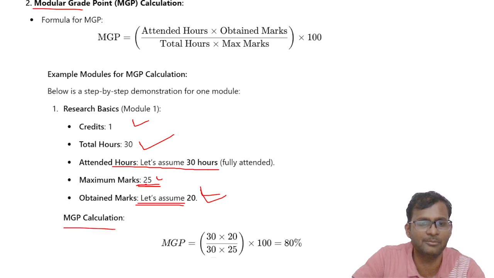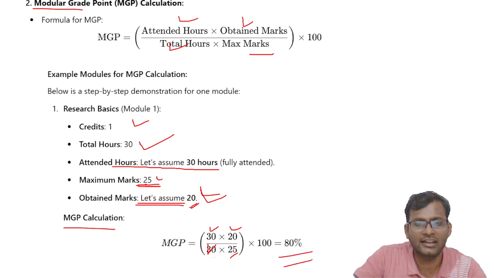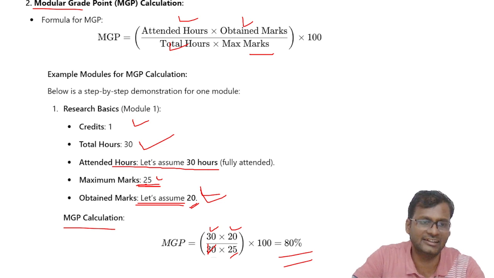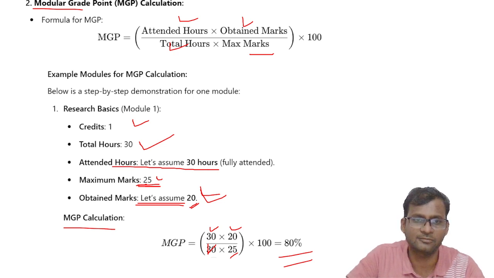Then how to calculate this MGP? We have to substitute the numbers, that is attended hours, the student has attended 30 hours completely, then obtained marks, he has obtained 20 marks out of 25, then total hours of the module is 30 hours, and maximum marks for that particular module is 25. We substitute these and multiply into 100, and the calculated value is 80%. This is the MGP calculation, 80%. MGP here is in percentage form.